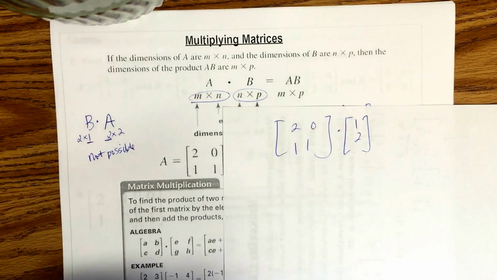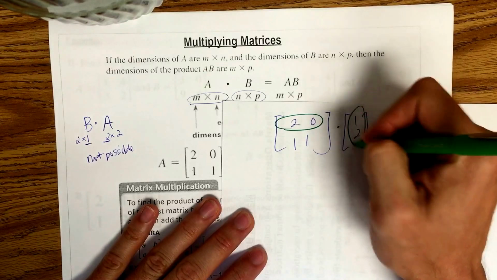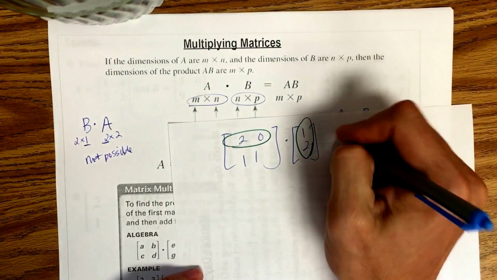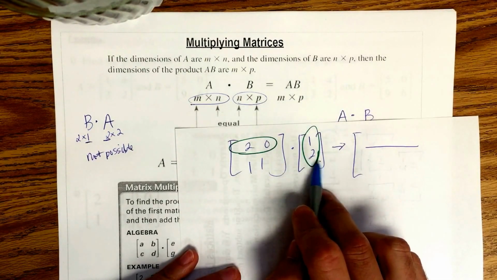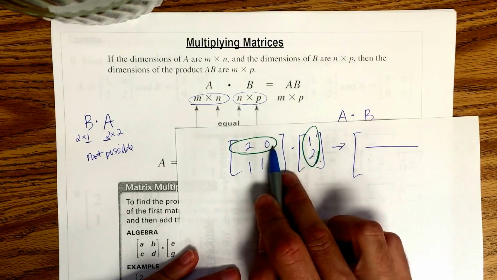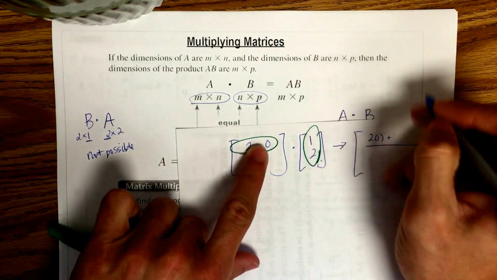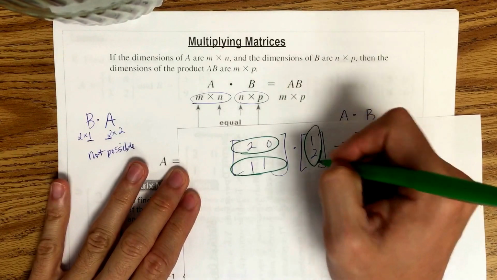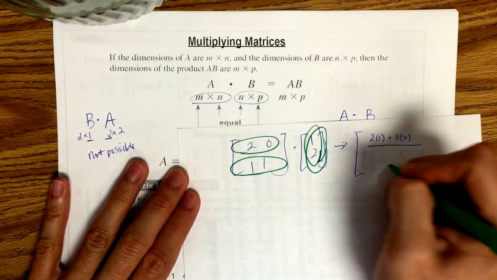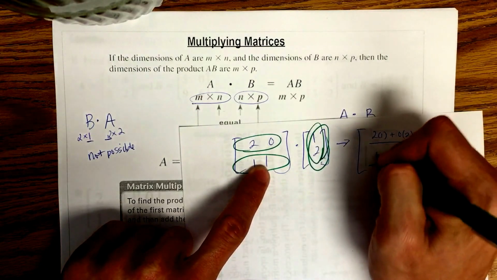So what do I mean by rows by columns? You're going to take the first row and multiply it by that column. So if I multiply this row by column, you're multiplying 2 by 1 and 0 by 2, and you're going to add those numbers together. You're then going to take the second row and multiply by the same column: 1 times 1 and 1 times 2.